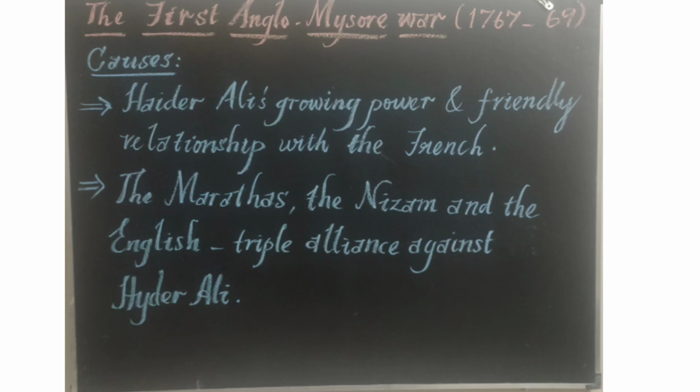So the English East India Company wanted to defeat Hyder Ali. For that purpose, they made a triple alliance. Who are the people? The Marathas, the Nizam and the English. The Marathas were the rulers of Maratha, the Nizam was the ruler of Hyderabad, and along with them the English. All these three formed a triple alliance against Hyder Ali.